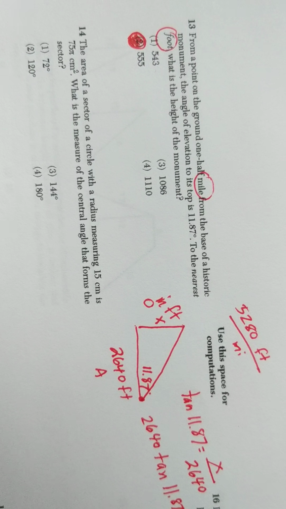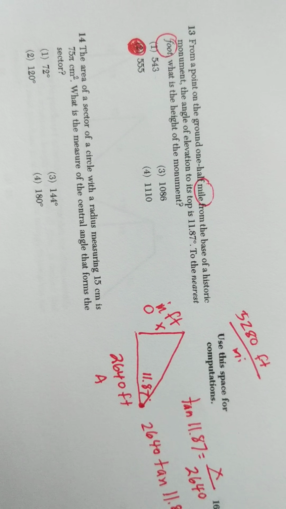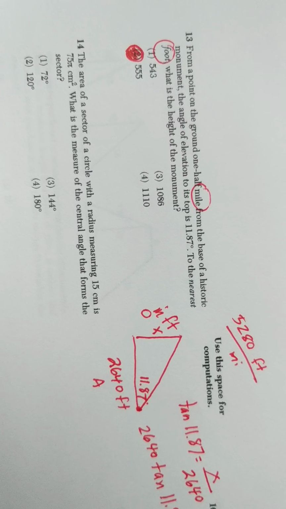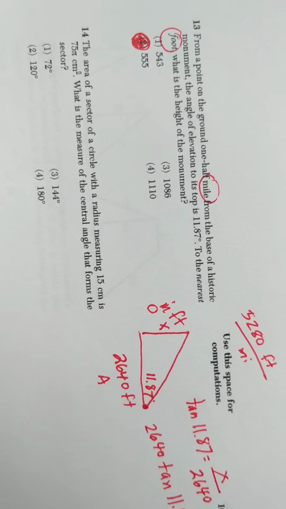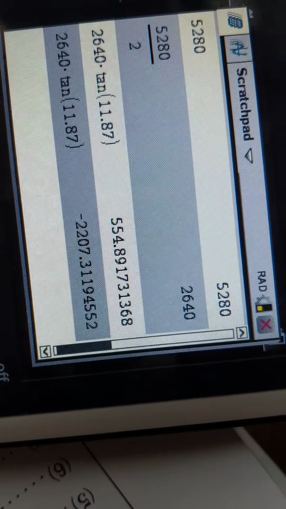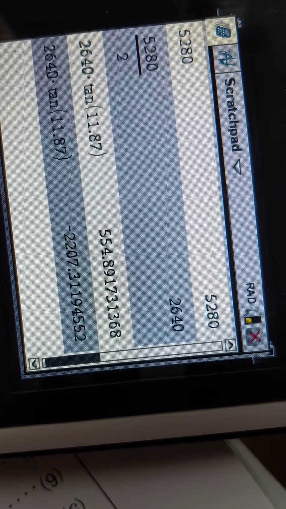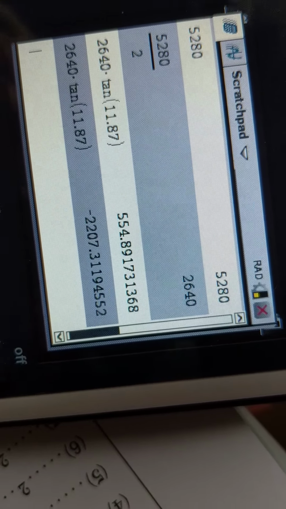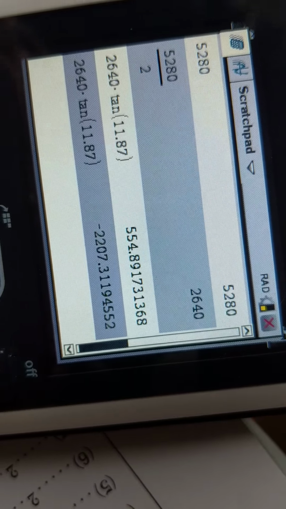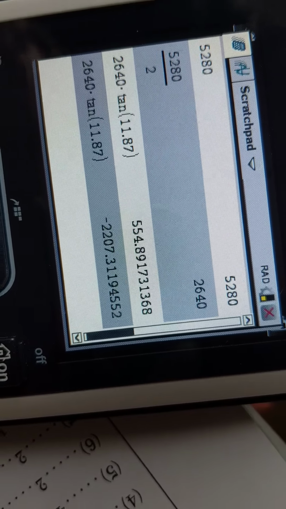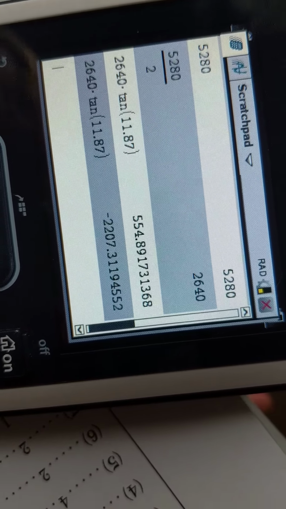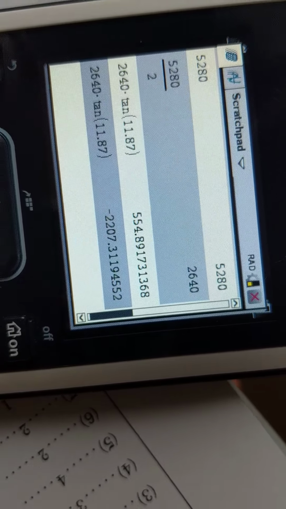Okay, I'm in radians. So now if I go up and I enter, oh, you get a negative number. You get negative 2207. So that should be your first clue that, whoa, I really messed something up. I didn't do this correctly.